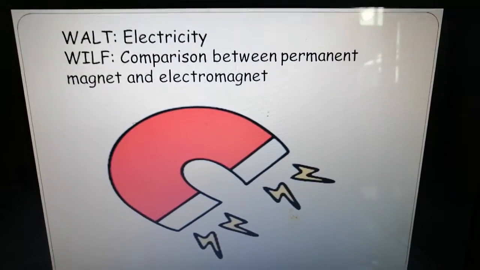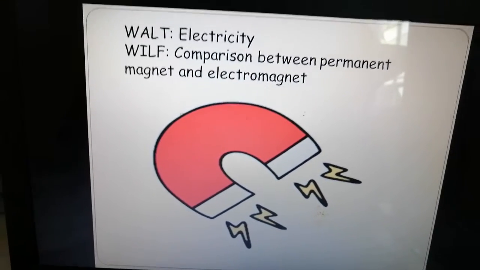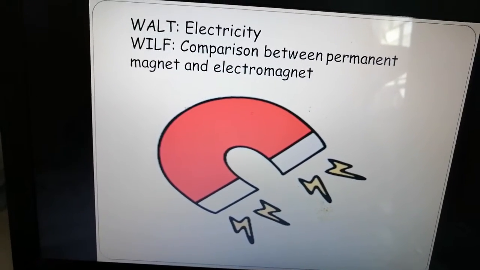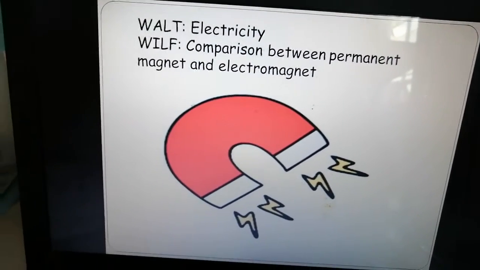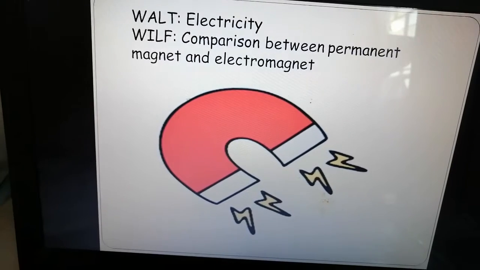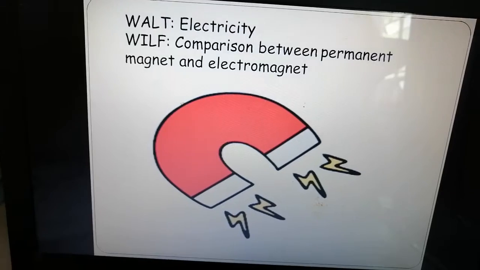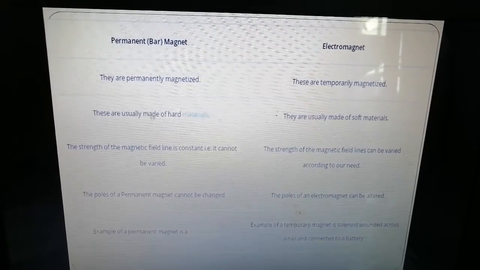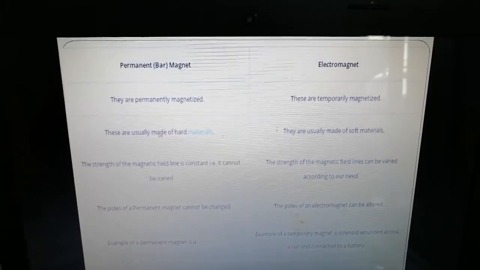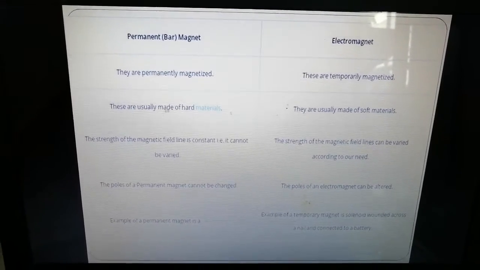Okay, let's continue. Before this I already explained to you about the permanent magnet. And then what is an electromagnet? An electromagnet is a temporary magnet which shows magnetic characteristics when it has electric current. For this week, you need to copy this. You can pause my video and make a table like this and copy.